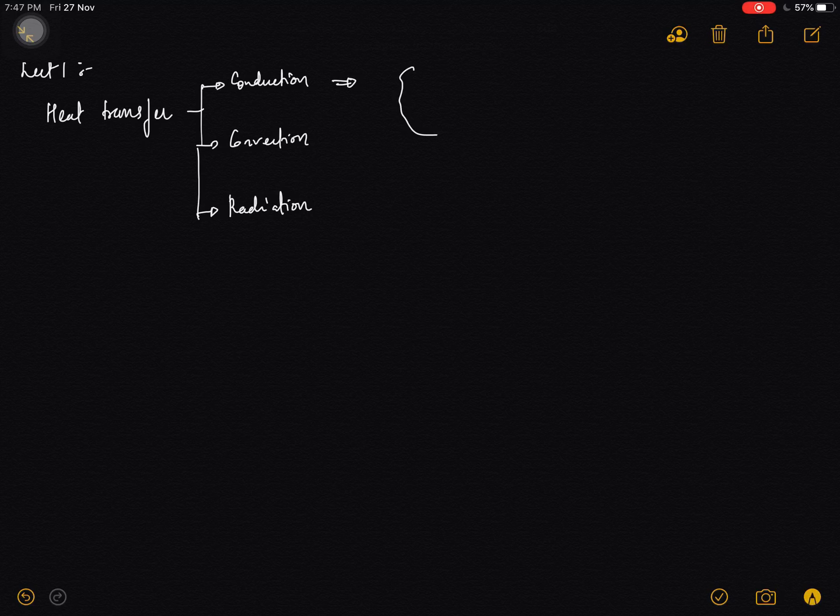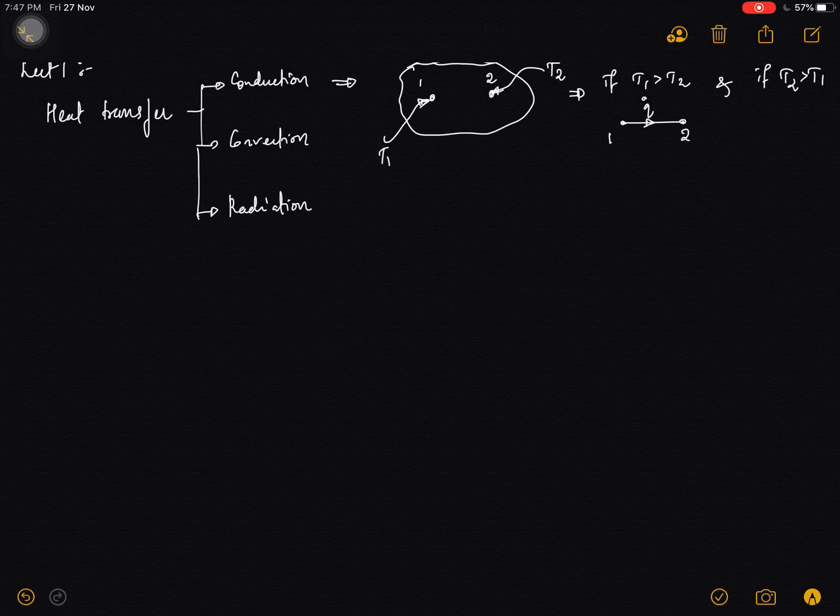In conduction, consider a material medium, a body in which let's suppose 2 points 1 and 2, and this point 1 will be having a temperature T1 and this point 2 will be having a temperature T2. Because of the presence of this temperature difference, heat will flow from high temperature to low temperature. So in this case, if T1 is greater than T2, heat will transfer from point 1 to point 2 in this direction, and if T2 is greater than T1, heat will transfer from point 2 to point 1 in this way.